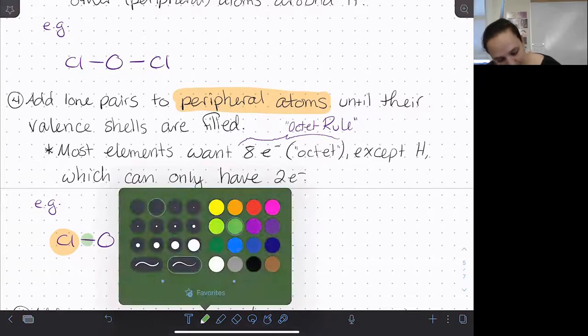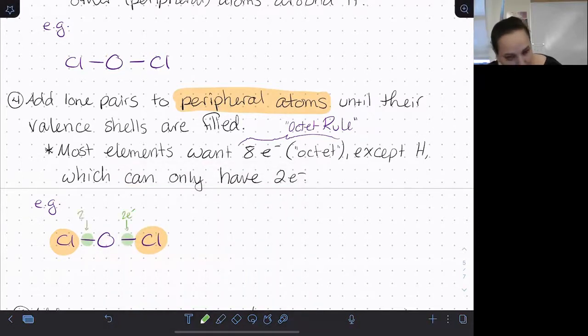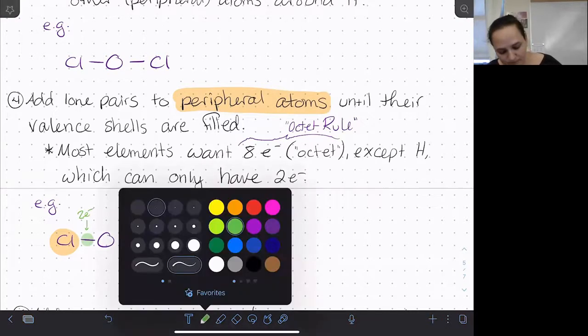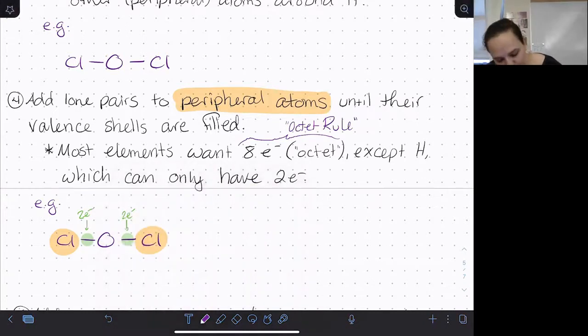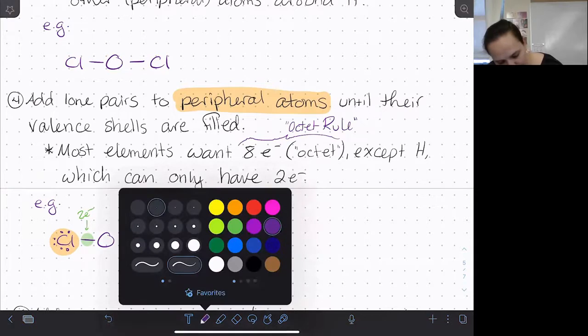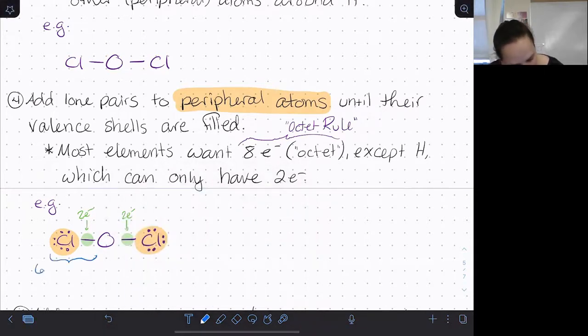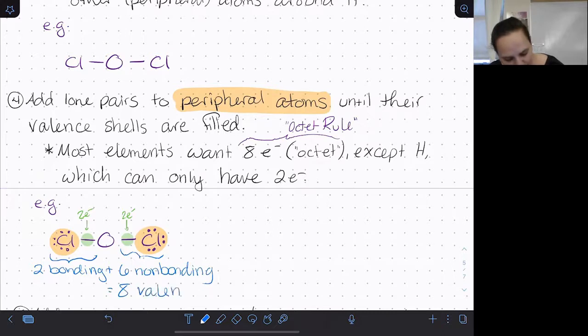So we've got 2 electrons here for the chlorine on the right, 2 electrons here for the chlorine on the left, and we're looking to get to 8 total for each. To do that, we're going to add lone pairs. Specifically, we're going to add 3 lone pairs, or a total of 6 non-bonding electrons, to the 2 bonding electrons that were already there to get us to our total of 8. So each of my chlorine atoms has 2 bonding plus 6 non-bonding electrons. That gets us to our total of 8 valence electrons, and that atom's valence shell is filled.